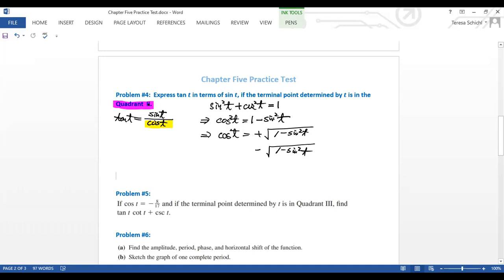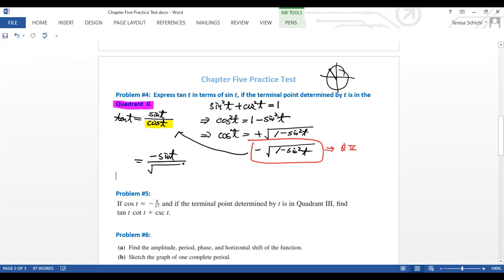But let's say t is in the second quadrant. That means my point is in here. If it's in the second quadrant, cosine is x. So is x in the second quadrant positive or negative? It's negative, right? So I need to take the negative one because it's in the second quadrant. Okay, so now I can substitute back. So what is my final answer? It will be negative sine t over the square root of 1 minus sine squared t. Okay, that's how I show it.